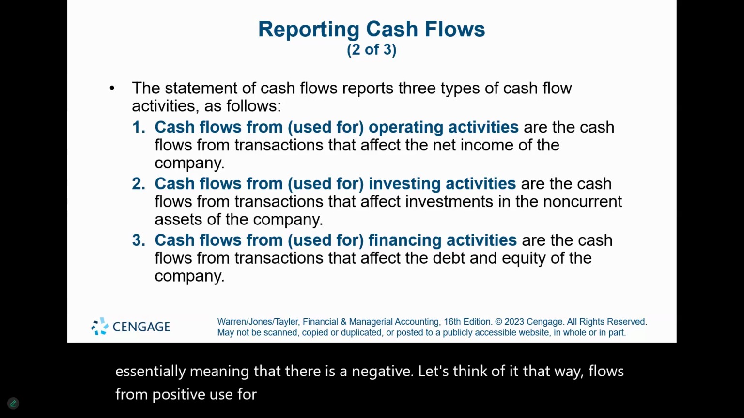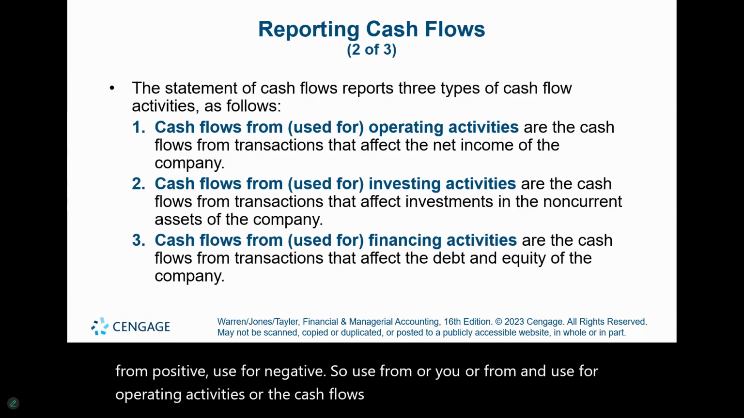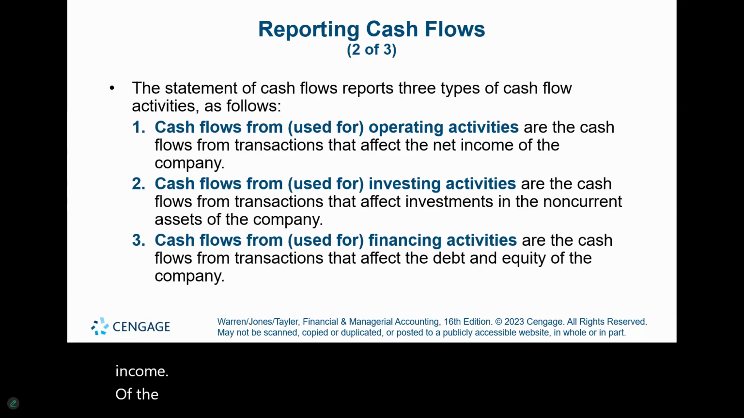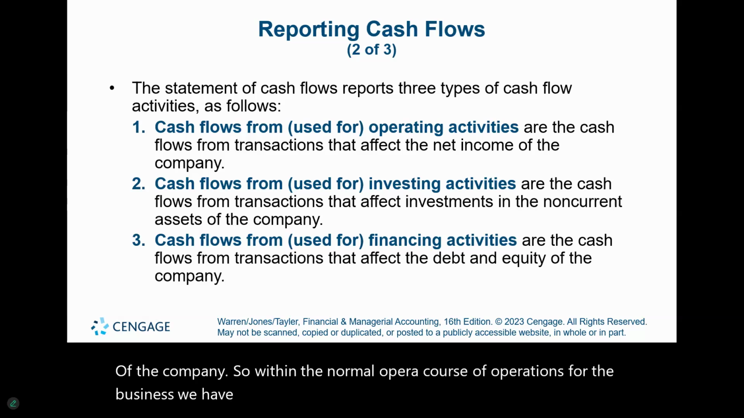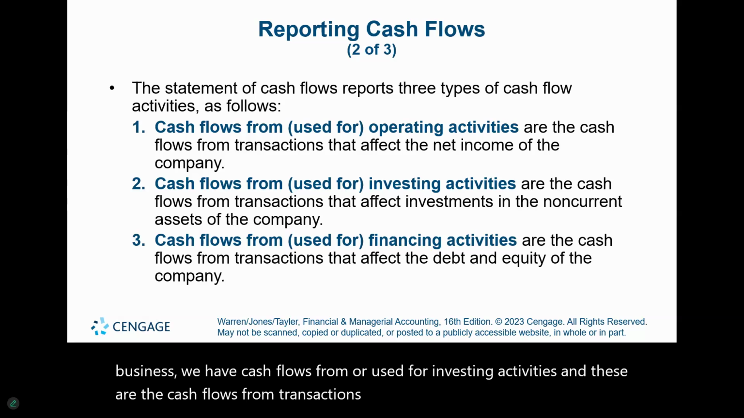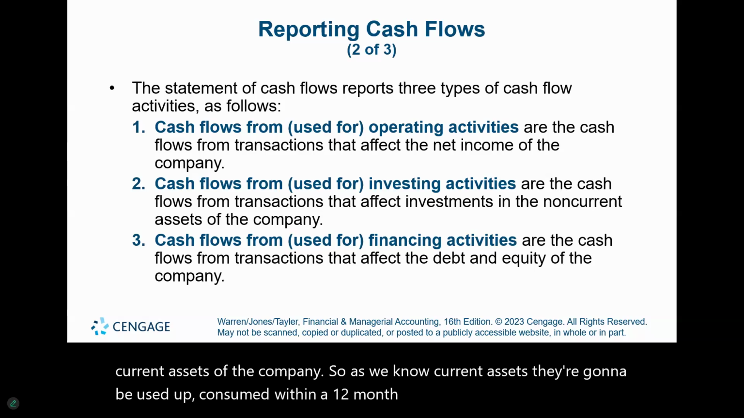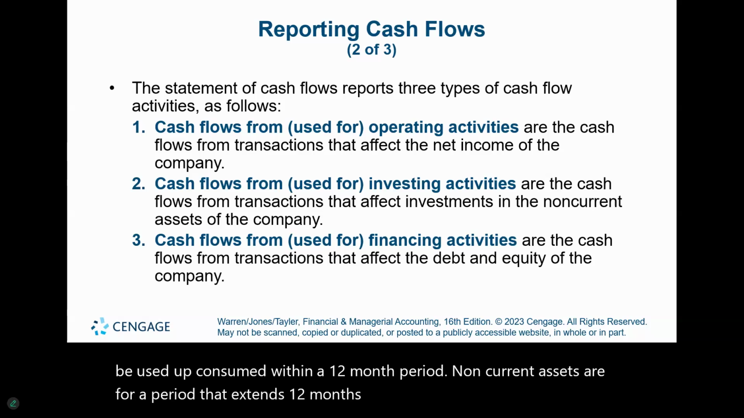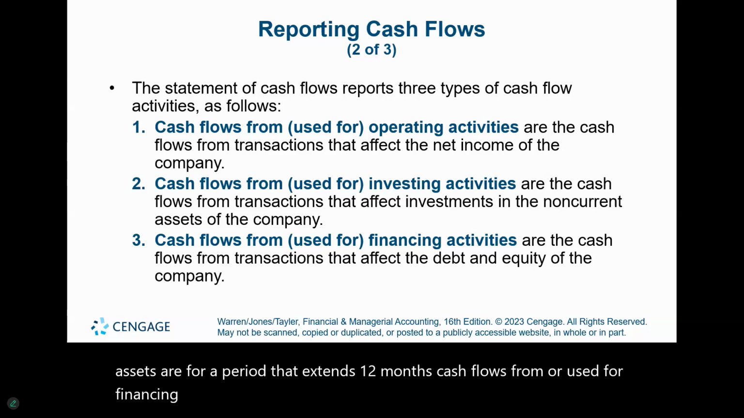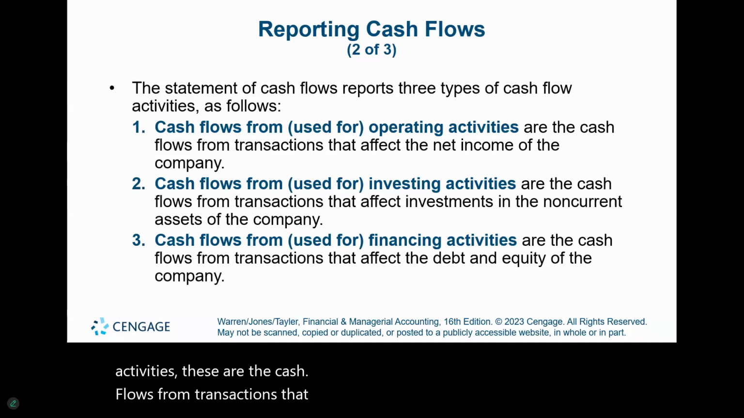Cash flows from or used for operating activities are the cash flows from transactions that affect the net income of the company. So within the normal course of operations for the business. We have cash flows from or used for investing activities. These are the cash flows from transactions that affect investments in the non-current assets of the company. As we know, current assets are going to be used up or consumed within a 12-month period. Non-current assets are for a period that extends beyond 12 months. Cash flows from or used for financing activities. These are the cash flows from transactions that affect the debt and the equity of the company.